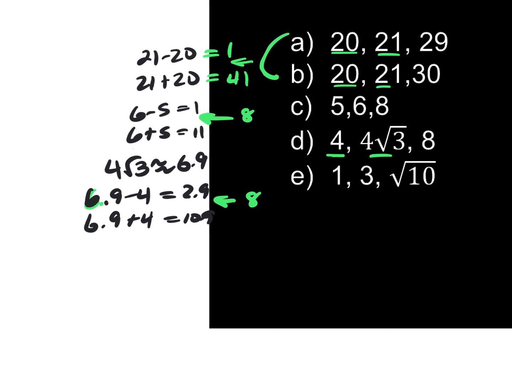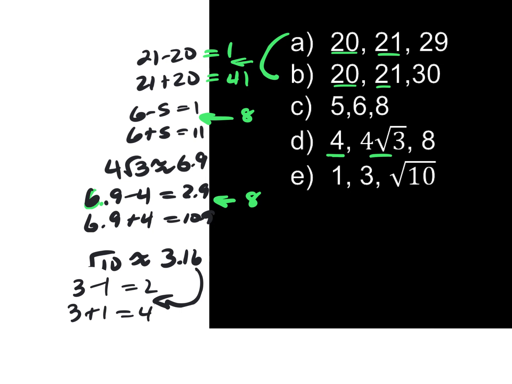And then the last one, if you do the square root of 10 on your calculator, the square root of 10 is about 3.16. So the square root of 10 is gonna be the c when we do it. So if I add and subtract them, actually subtract them in order, let me do it this way. 3 minus 1, 3 plus 1, I get 2 and 4. And because 3.16 is in between, these are all good sides of a triangle.